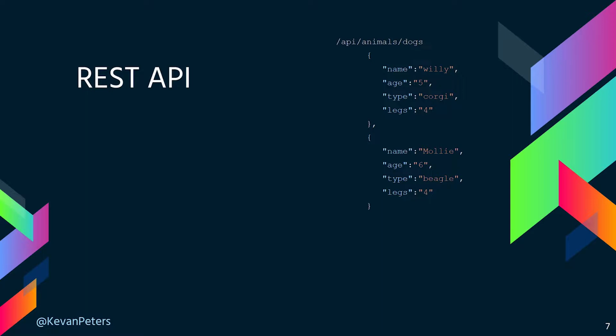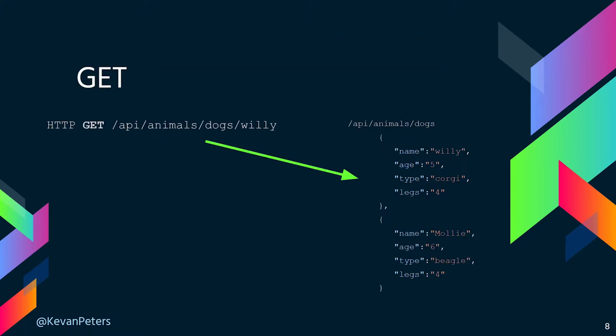For a technical example, we have this REST API definition. In this API, /animals/dogs, we have 2 items. We have a corgi named Willie, and we have a beagle named Molly. Let's run a GET operation against this API to get information on the dog named Willie. This is a basic GET request, and we'll just get back the information requested. We can run this again, and we'll get the same result unless the API information itself changes.